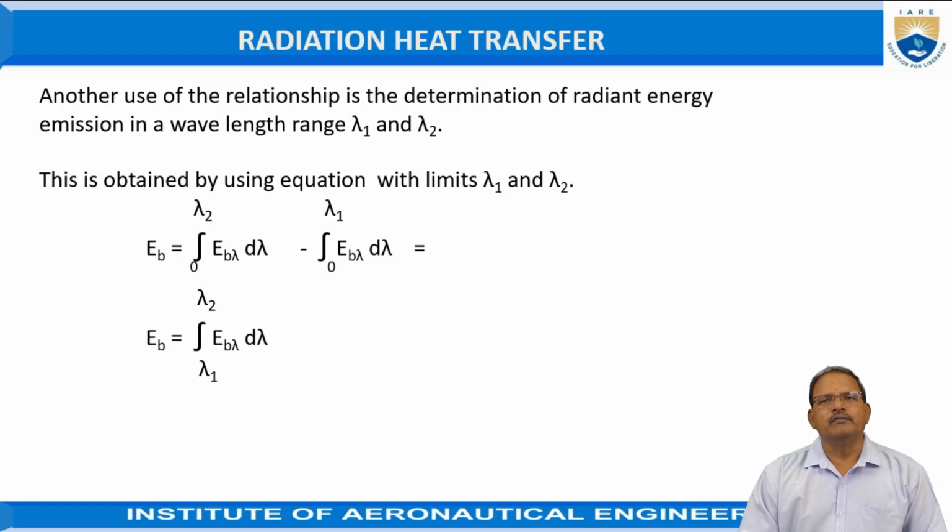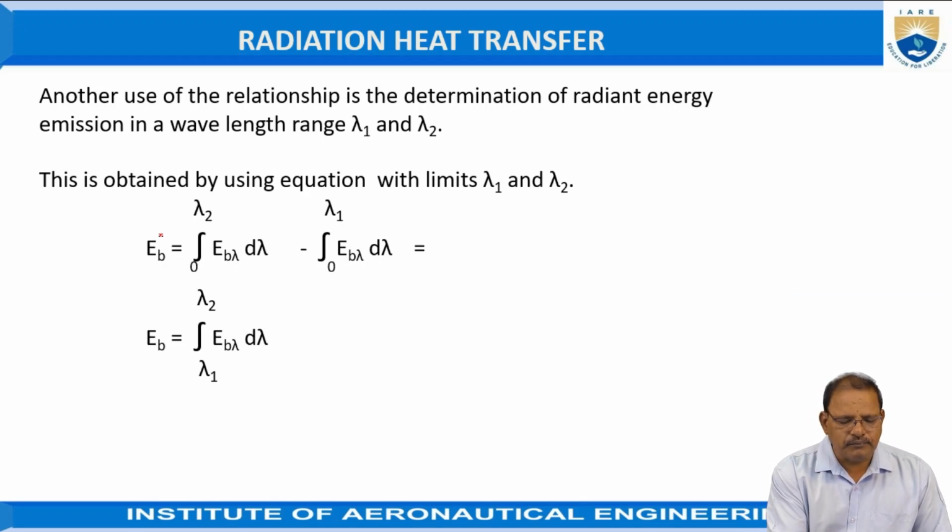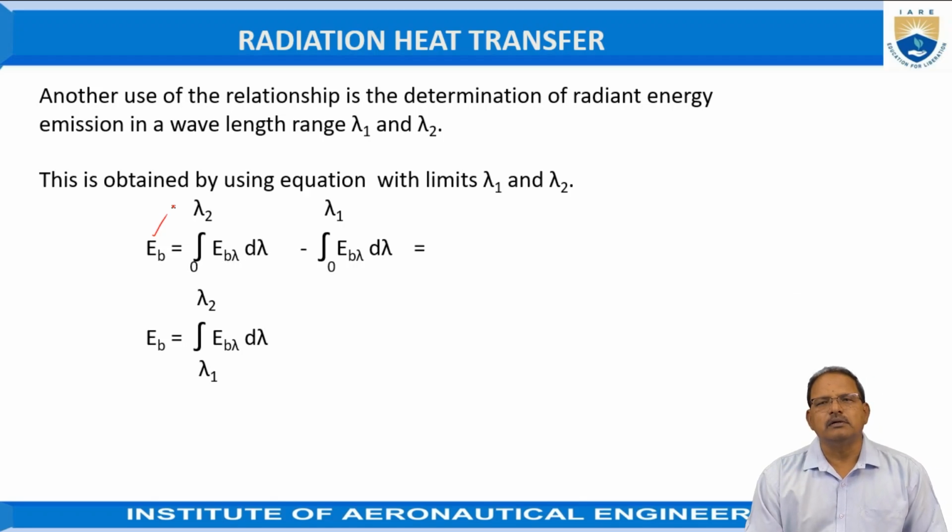Another use of the relationship is the determination of radiant energy emission in a given wavelength band between λ1 and λ2. The two are given. This is obtained by using the equation within the limits λ1 and λ2, which is given by E_b is equal to the integral from 0 to λ2 of E_bλ dλ minus the integral from 0 to λ1 of E_bλ dλ.